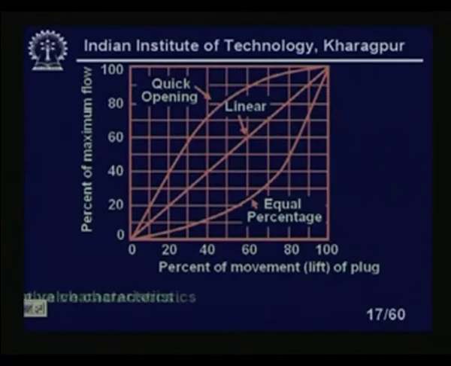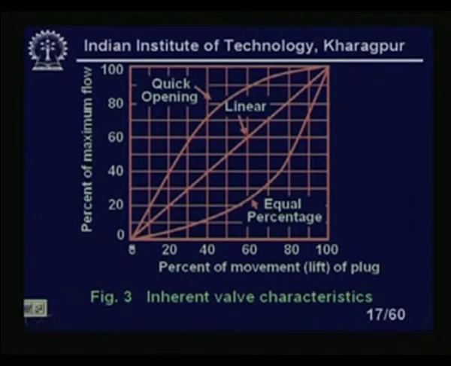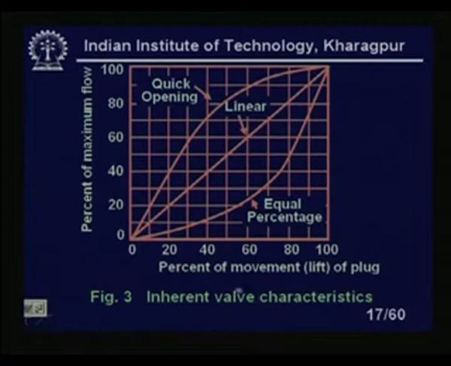We see here that this is the equal percentage characteristics. This is the linear characteristics. Gain is the same in all places, whereas this is the quick opening characteristics. Here this is the percent of movement, lift of the plug, and this is the percent of maximum flow. This is 100% flow, this is 100% lift, 100% movement of the plug. Obviously, when the valve is fully open, the stem is fully open, so there should be 100% flow of the fluid through the valve. So this is the inherent flow characteristic, the valve characteristics of the control valve.